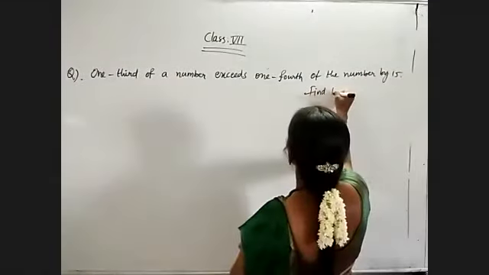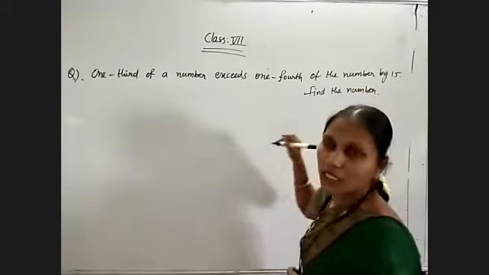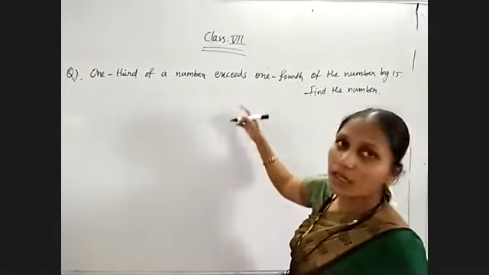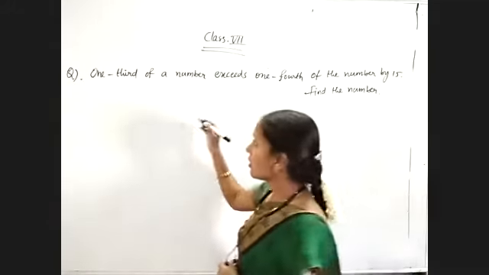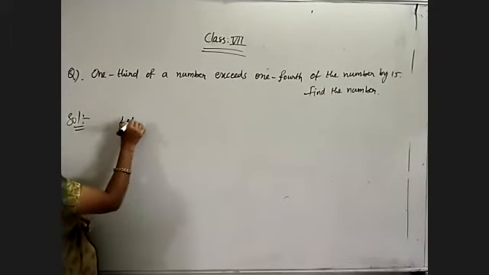Again, we need to find the number only. So for that, they have given the relation. They have not given the equation. So with the relationship, we need to form the equation. Now coming to the solution. Let the required number be equal to x.